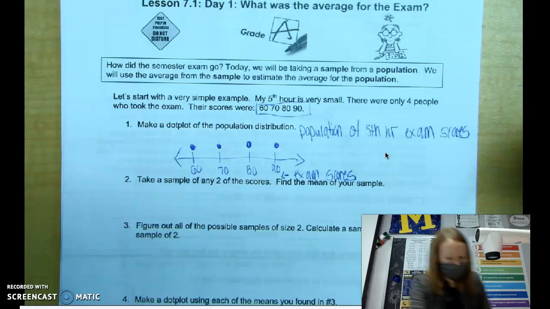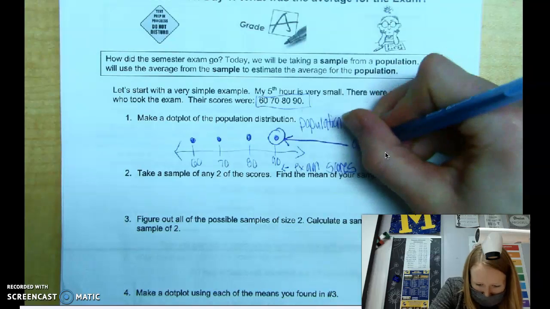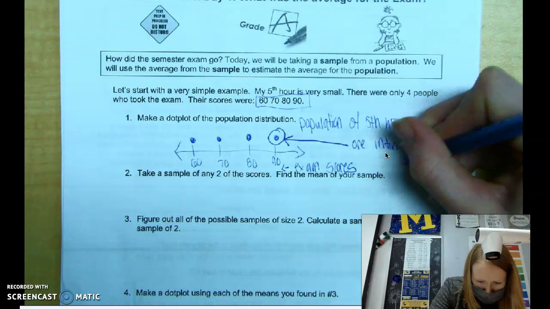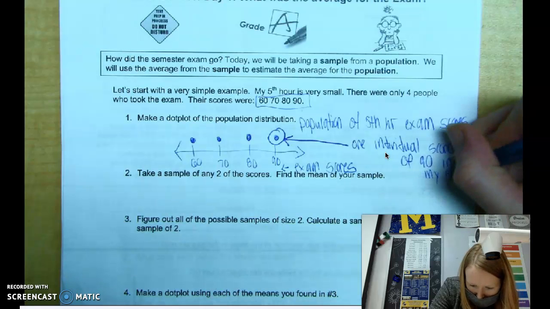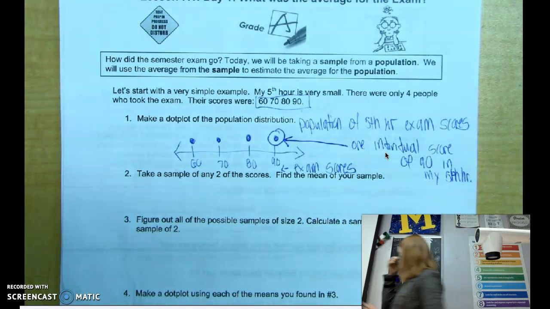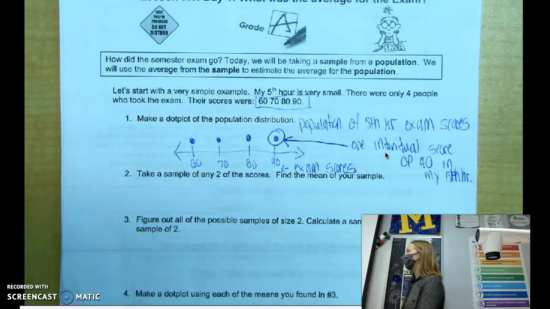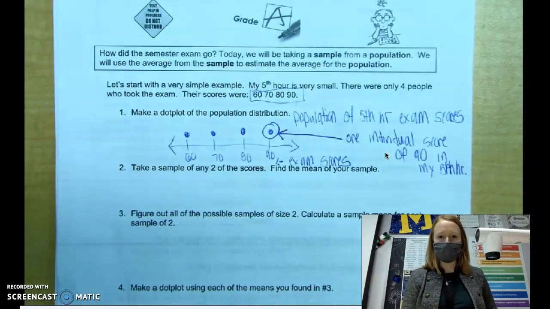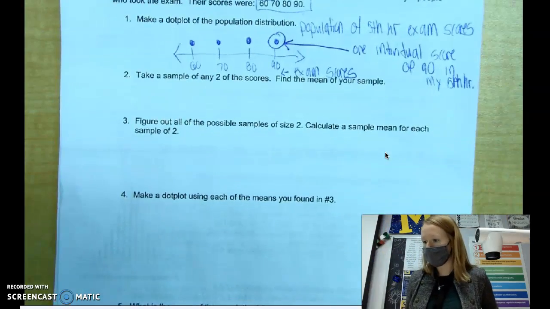I want to remind you that this individual dot represents 1 individual score of a 90 in my 5th hour, right? That should be pretty self-explanatory, but it is a big concept when we move towards what we're going to be learning in this chapter. We're going to talk about sampling distributions and some important stuff. So once again, if we were making a dot plot of my population distribution, my population was only 4 students, so that's why I only have 4 dots there.